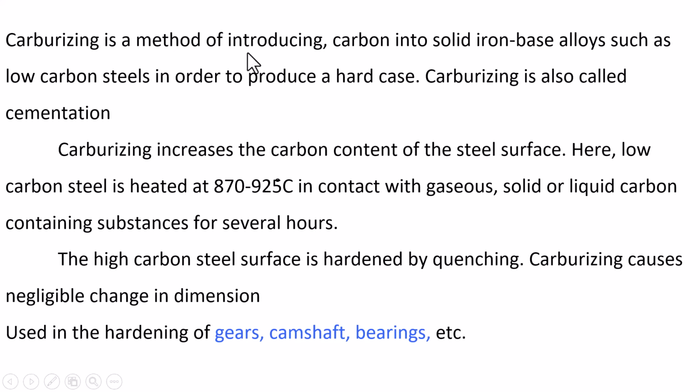Carburizing is a method of introducing carbon into solid iron-based alloys such as low-carbon steel in order to produce a hard case. Carburizing is also called cementation. It increases the carbon content of the steel surface. Here, low-carbon steel is heated at 870 to 925 degrees Celsius in contact with gaseous, solid or liquid carbon-containing substances for several hours. The high carbon steel surface is hardened by quenching. Carburizing causes negligible change in dimension.